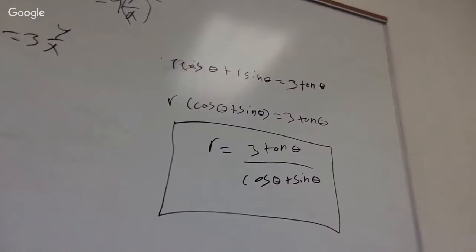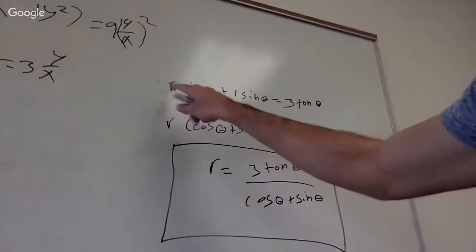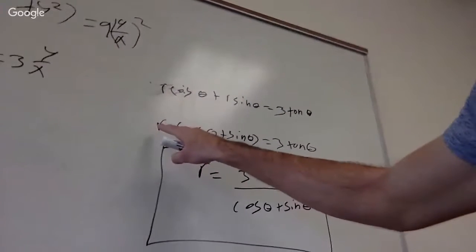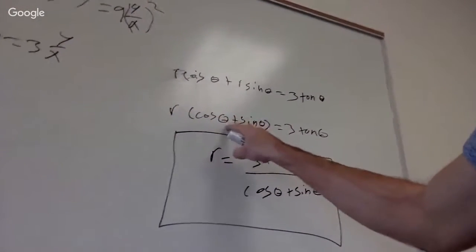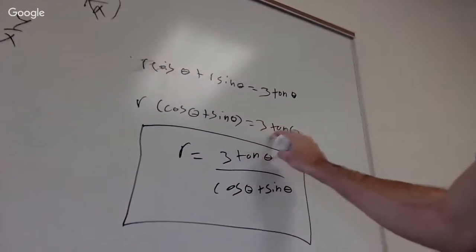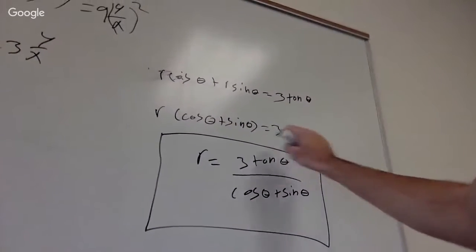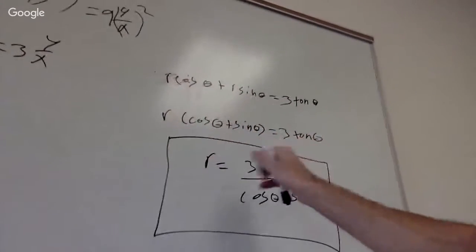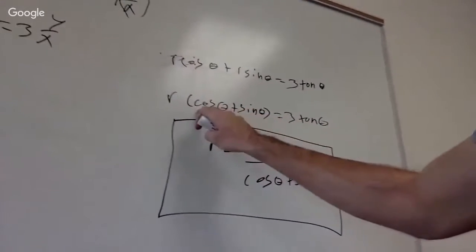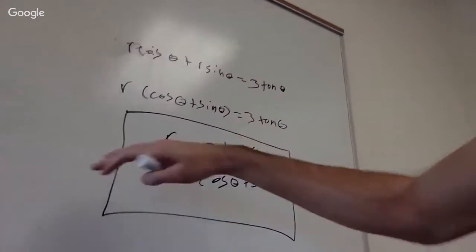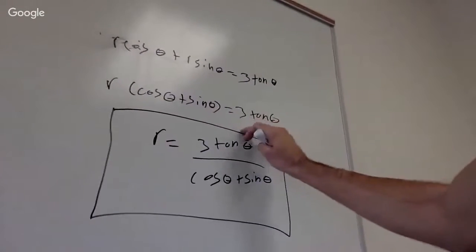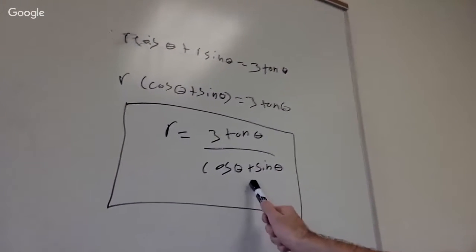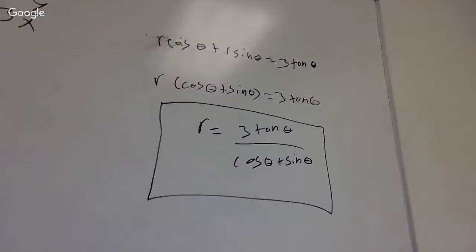Okay, so what we want is r by itself. So we have to factor out r here, since r is the same in both of these. So we have r times the quantity cosine of theta plus sine of theta equals 3 tangent of theta. All I did is factor out the r from these two. To get r by itself, I divided both sides by the cosine of theta plus the sine of theta, and we get r equals 3 times the tangent of theta over the cosine of theta plus sine of theta. Okay, that makes a lot of sense.